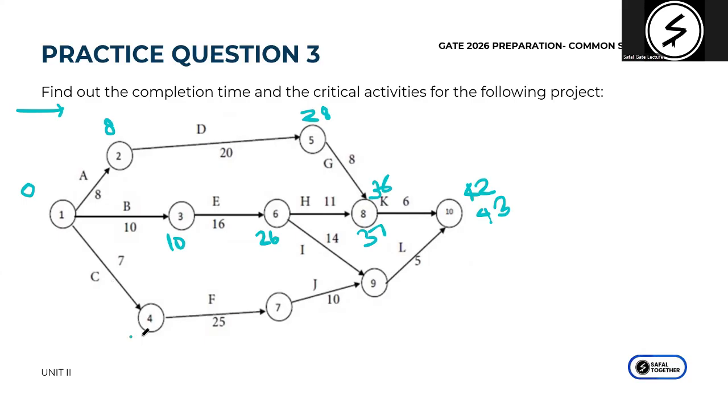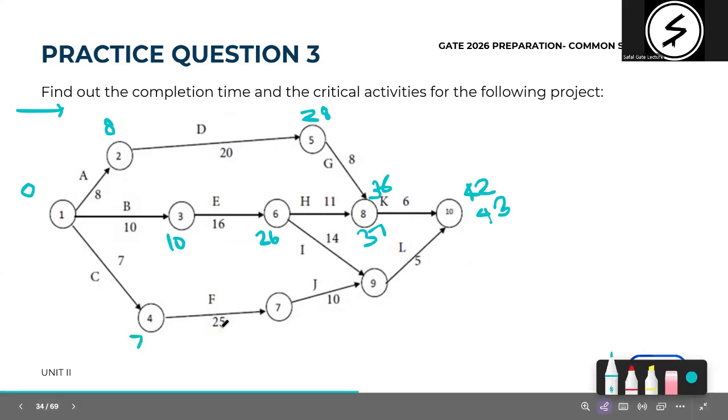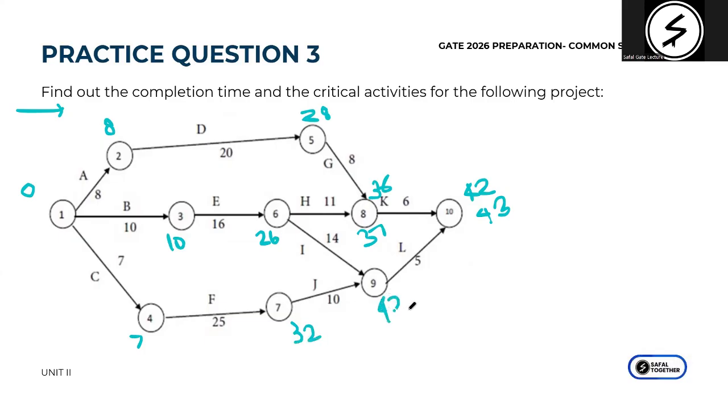Okay, so 0 + 7 is 7. 7 + 25 is 32. 32 + 10 is 42. 42 + 5 is 47. And जैसे मैंने बोला था, whichever is the highest number.